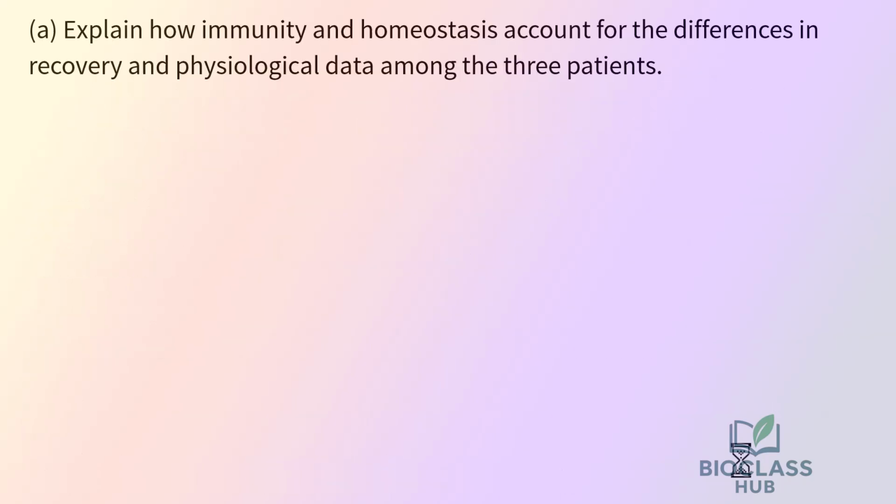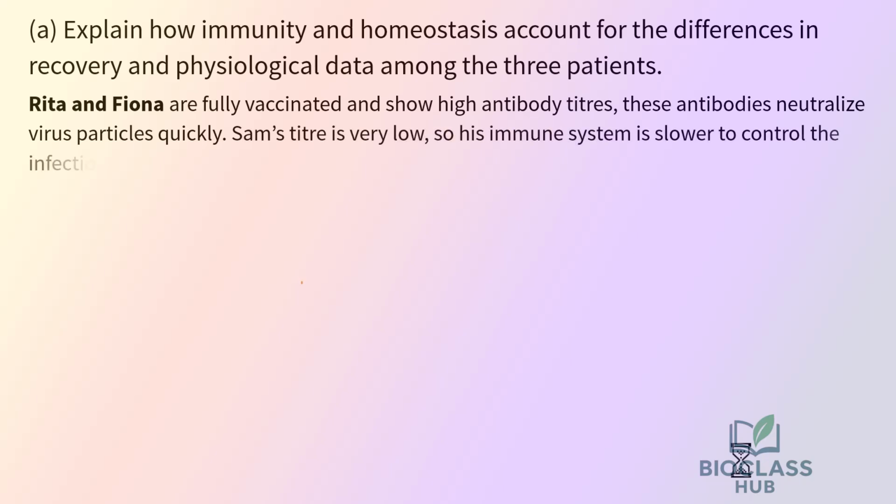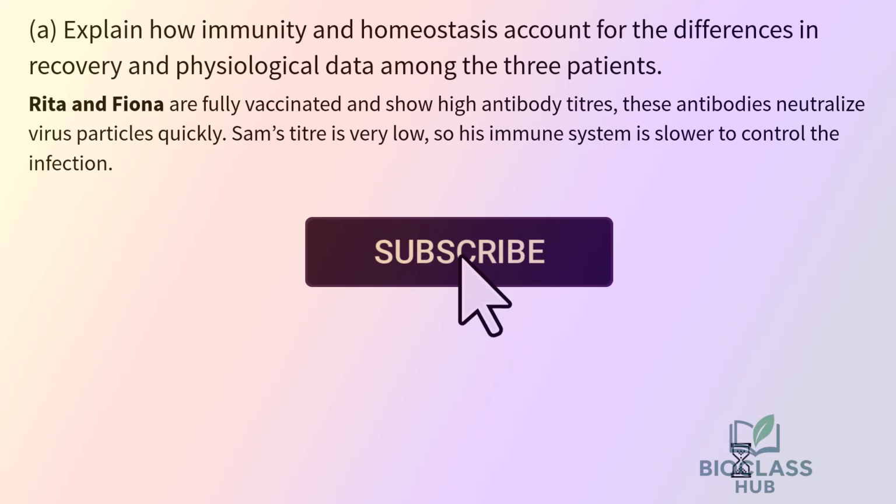Rita and Fiona are fully vaccinated and show high antibody titers. These antibodies neutralize virus particles quickly. Sam's titer is very low, so his immune system is slower to control the infection.